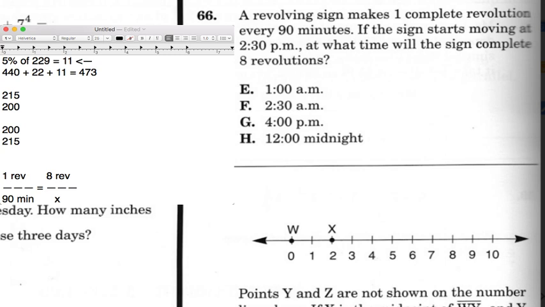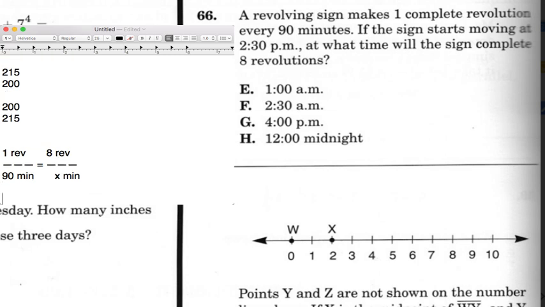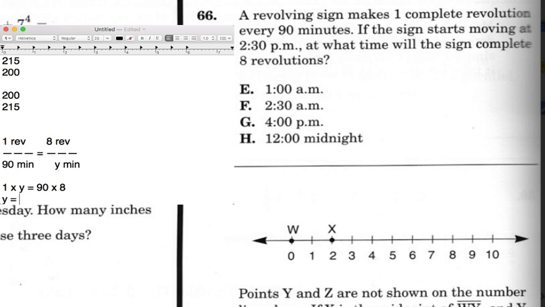All right. So if we do the cross product or the butterfly technique, there's a couple ways to do this. But basically, this will be minutes here. So you're going to get 1 times, well, X may have been a bad example here. Let's use Y, so that we don't get confused with what's happening. 1 times Y equals 90 times 8. So 1Y is just Y, and Y equals 9 times 8 is 72, and add the 0.